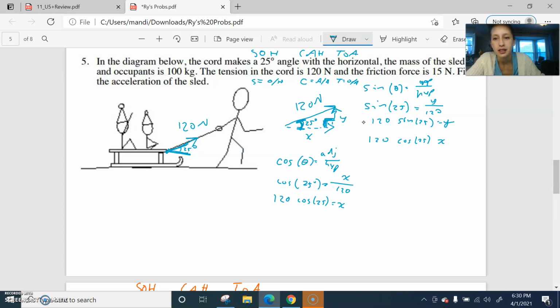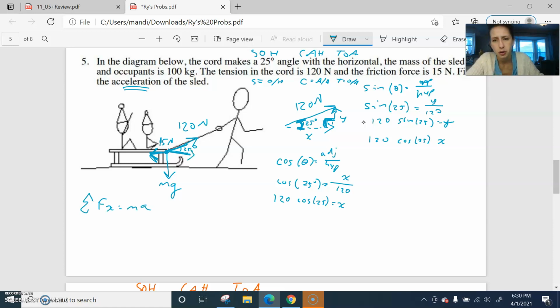We've got a mass because we're probably on planet Earth, so we've got mg going down. They gave us friction going back, and they said friction is 15 newtons. Okay, and we want to know the acceleration. So we know the sum of the forces in the x direction are going to equal ma. Newton's second law, F equals ma.